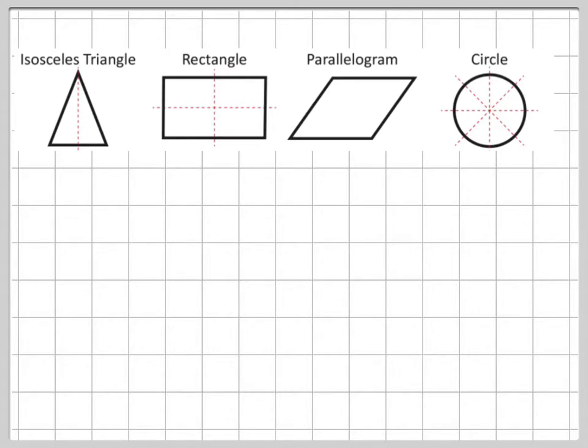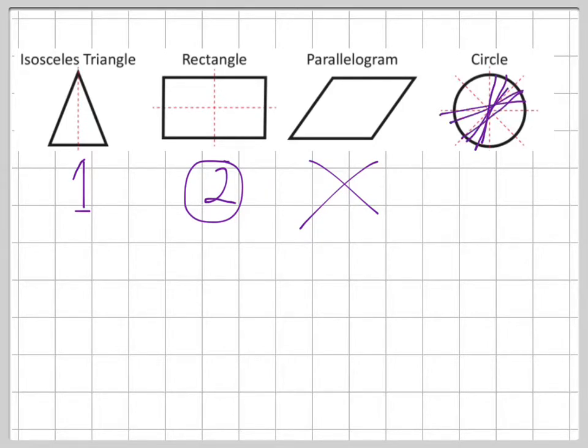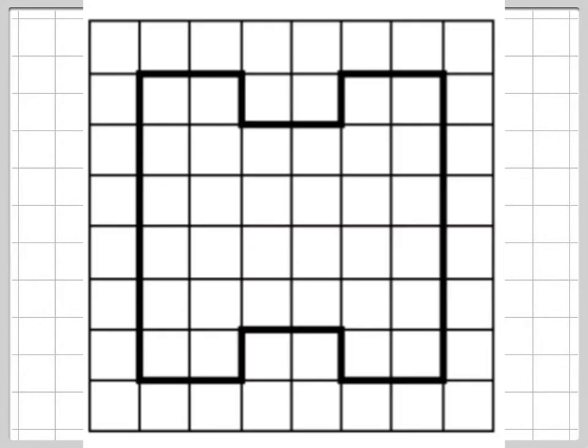You have to consider each one separately. So an isosceles triangle has got 1 down the middle. A rectangle has got 2. Be careful, these are not lines of symmetry going diagonally. Okay, don't get fooled by that, there are only 2. A parallelogram has none. And then a circle would have an infinite number of lines of symmetry, so you could keep on putting in all of those lines of symmetry across the middle and it would be infinity as your answer there.